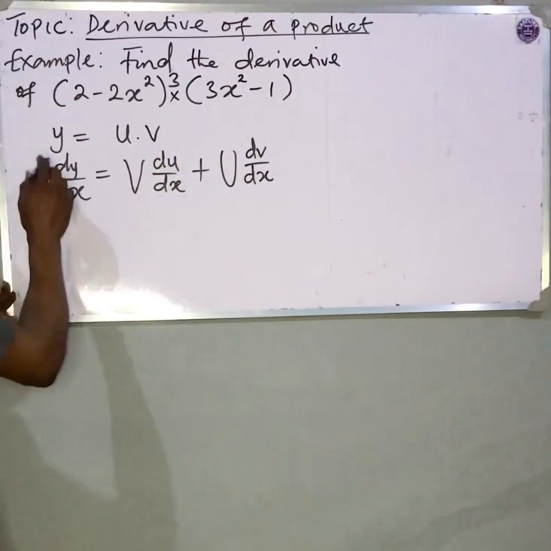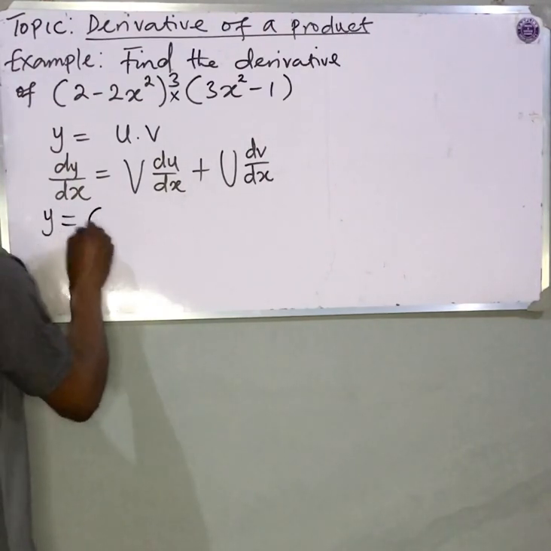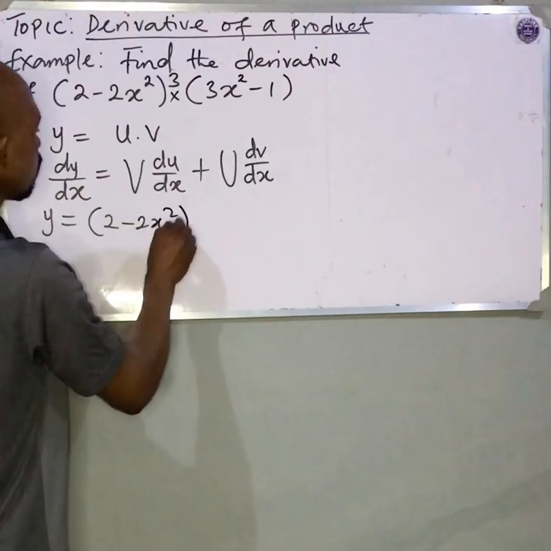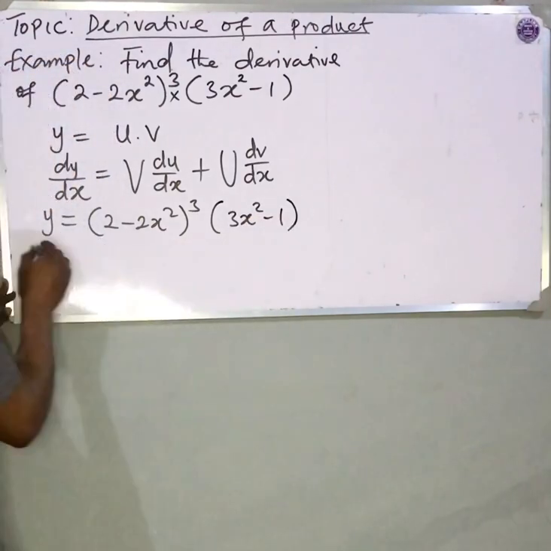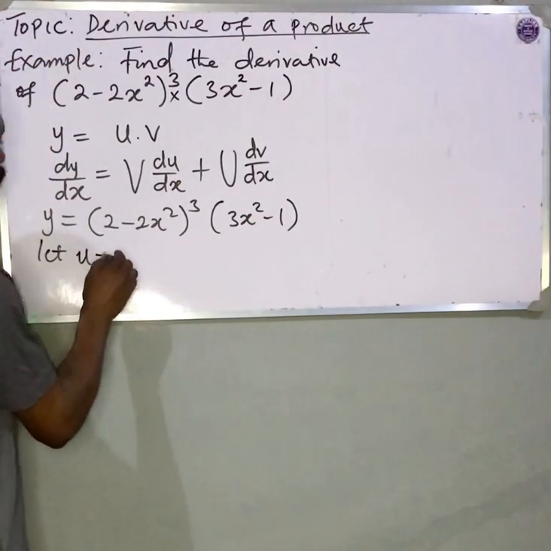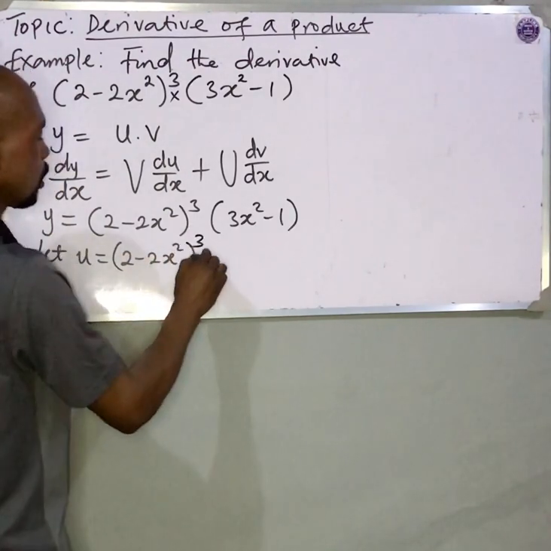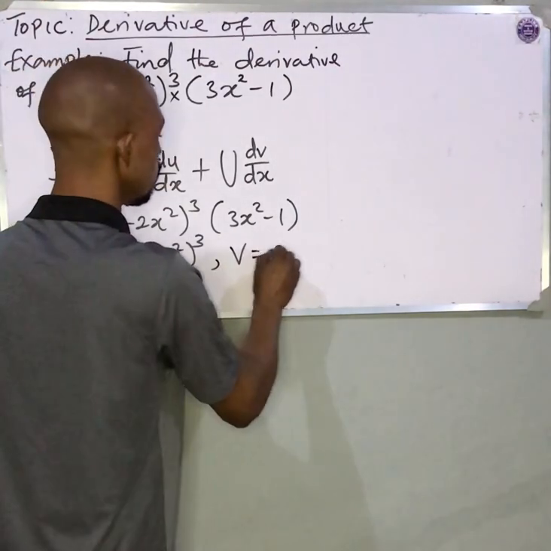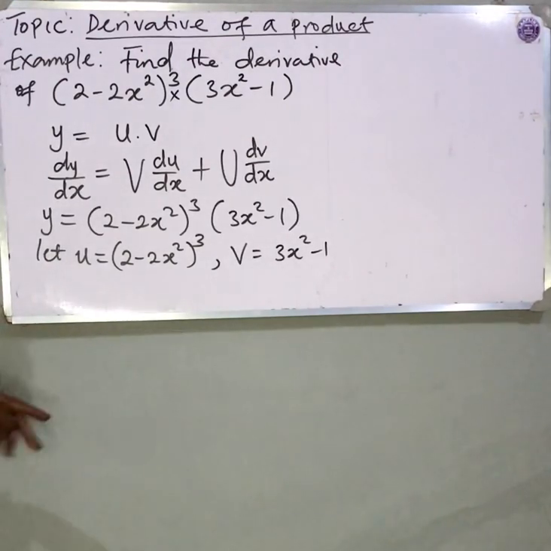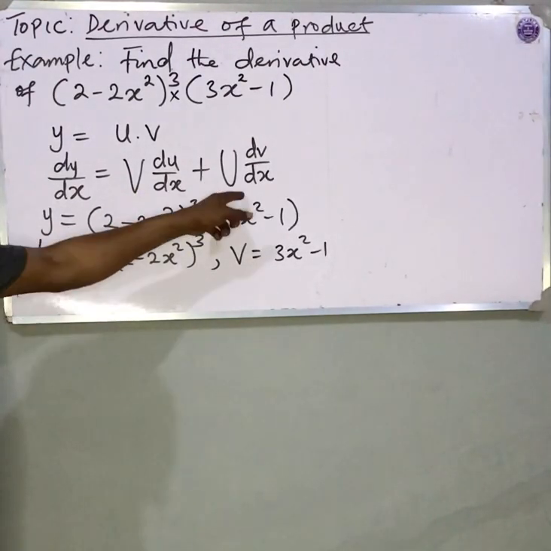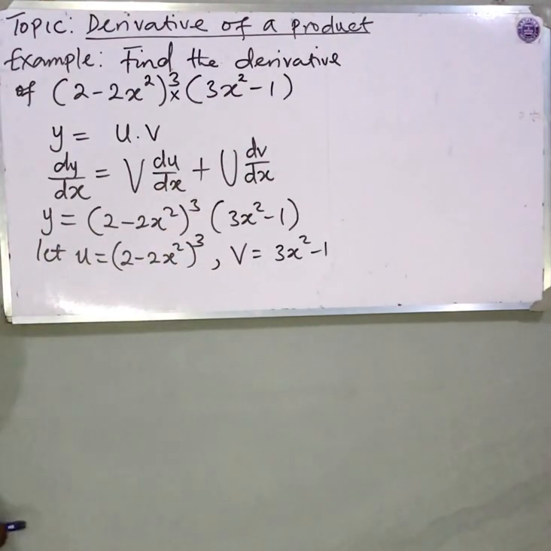Okay, so I'll have y equals (2 minus 2x squared) raised to power 3 times (3x squared minus 1). So let u equal (2 minus 2x squared) raised to power 3 and v be 3x squared minus 1. Now, from the formula I have my u and my v, so I need to find du/dx and dv/dx. Now what is my du/dx?